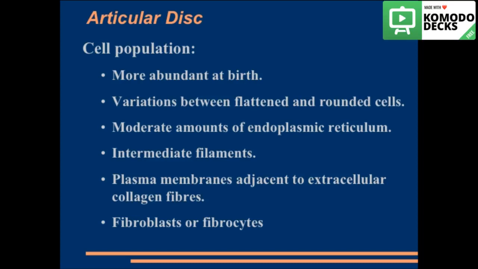Also, we have fibroblasts or fibrocytes, which are more abundant in the child or at a young age. The fibroblasts, as we said earlier, are active cells concerned with the secretion of the collagen fibers and the ground substance. On the other hand, if cells are less active with a slower turnover rate of collagen, these are termed fibrocytes.